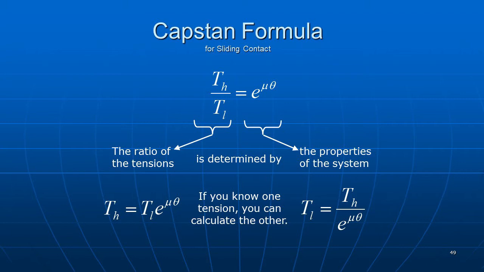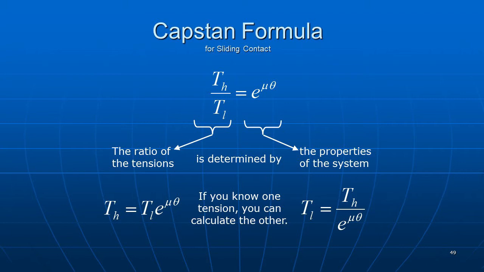If your e to the mu theta value is 2, for example, if your high tension is 100 newtons, your low tension is going to be 50. If your high tension is 400 newtons, your low tension is going to be 200. You'll still have that same ratio. That's determined by the e to the mu theta value.